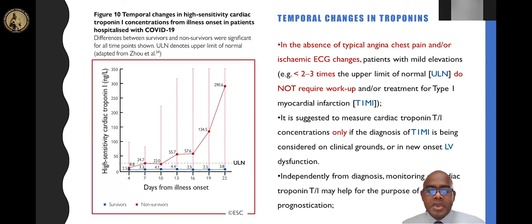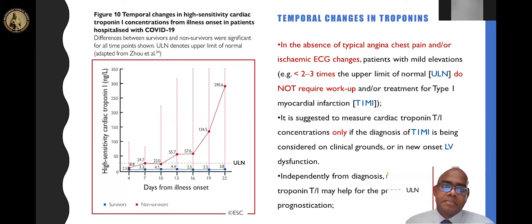But if a patient has more than 3 times elevation, you have to be following these patients with the troponin sometimes to show or prove that this patient is having myocarditis or myocardial infarction or thromboembolic events.